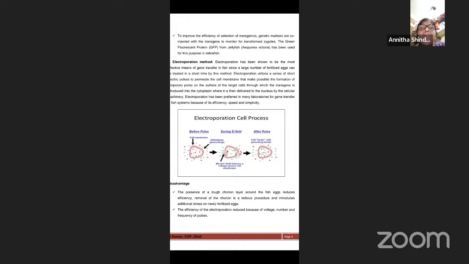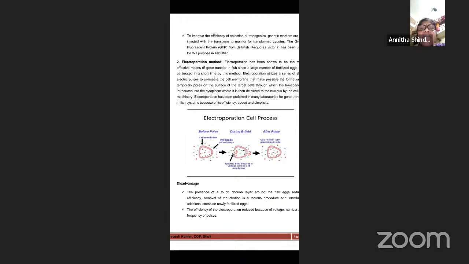The electroporation method has been preferred in many laboratories for gene transfer in fish systems because of its efficiency, speed, and simplicity. It is very efficient, it occurs within a short time, and it is very simple when compared to microinjection. The only drawback of microinjection is that we may take only one or two fertilized eggs at a time, but in electroporation a large number of fertilized eggs can be taken, and we can transfer the genes into a large number of them in a short span of time. That is why the electroporation method is preferred.